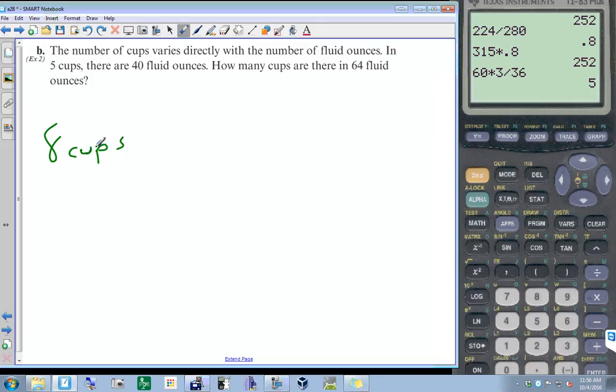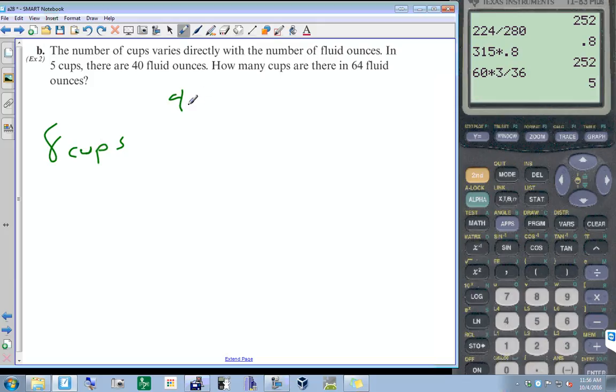Now, it says the number of cups varies directly with the number of fluid ounces. In 5 cups, there are 40 fluid ounces. Now, when you open up the cookbook and you're actually going to do some cooking, would it be a good way to go and identify 5 cups, 40 ounces? Is that what you'd want to see? You'd want to know how many ounces are in 1 cup, correct? So in this case, knowing what that unit multiplier, or the constant of variation, is would be handy.